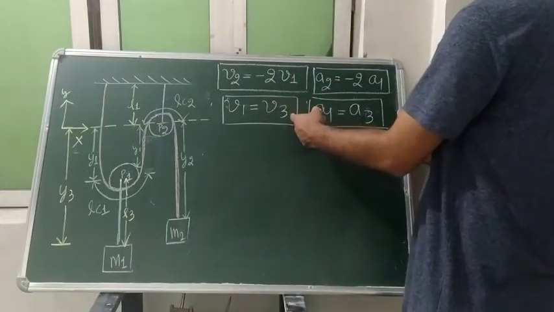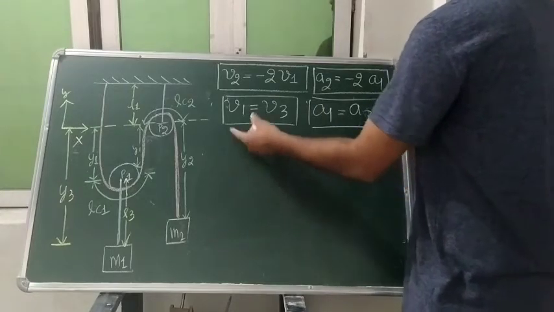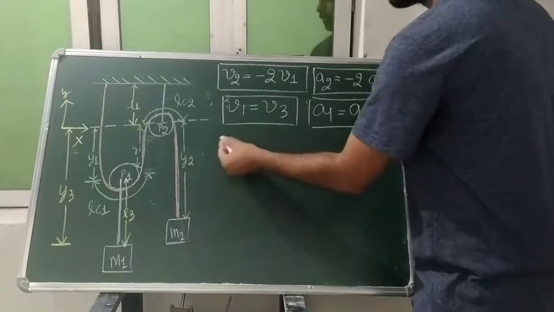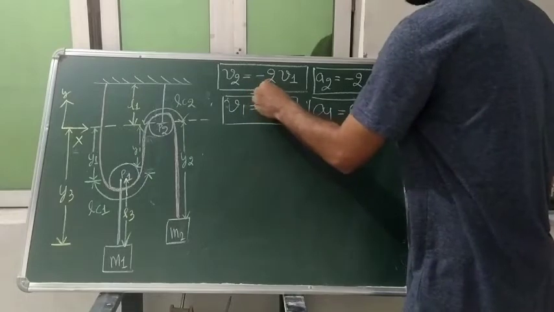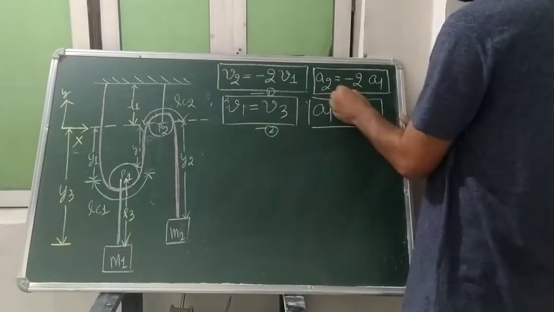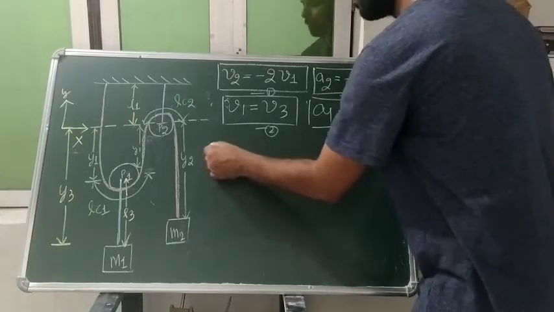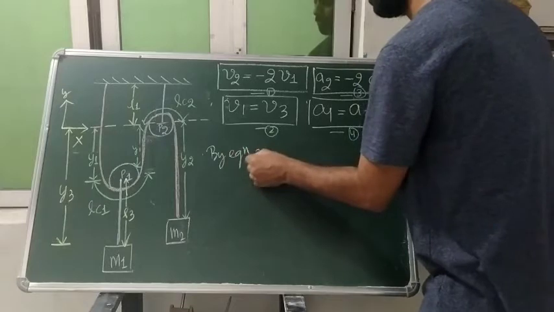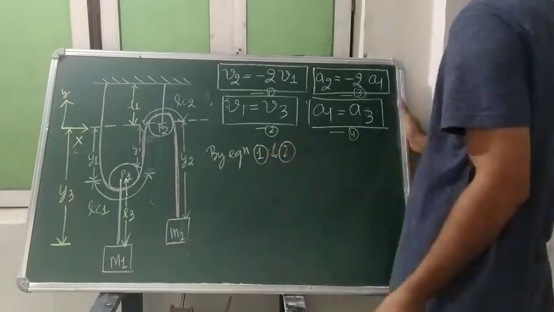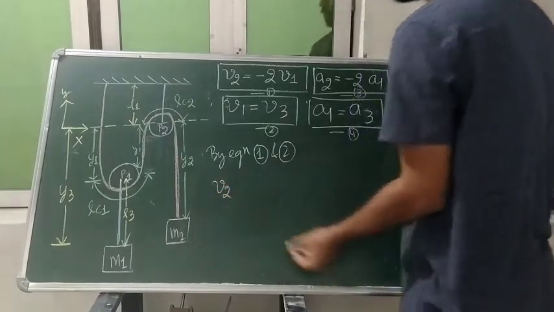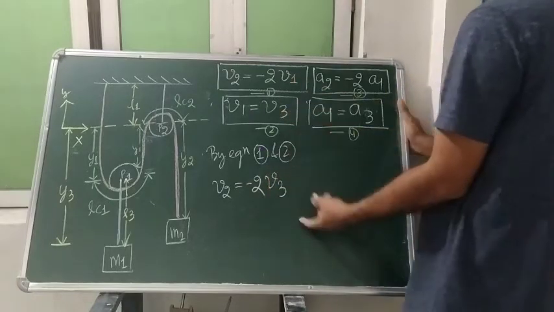So V1 is equal to V3, meaning what, student? This you can assume as your equation number 1, this one you can say as your equation number 2, this one 3, and this one as your 4. So by equations 1 and 2, what will you get? That your B2 will be what? Minus 2 times B3. In place of B1 you can write B3.